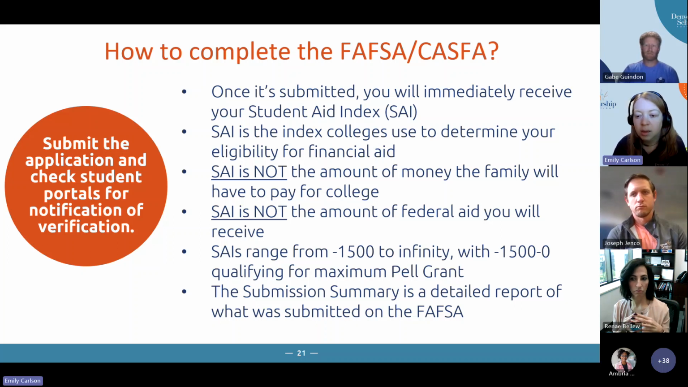Is, if the parent is currently in school receiving aid, can they use that FSA ID? Yes, that is a great question as well. Once you get your FSA ID, you have it for life. So a lot of parents who are in school will already have one, or if the student has an older sibling who's been to school, the parent will likely have an FSA ID. It's a lot of clicking reset password with some of those parents, but it is possible to recover those IDs.